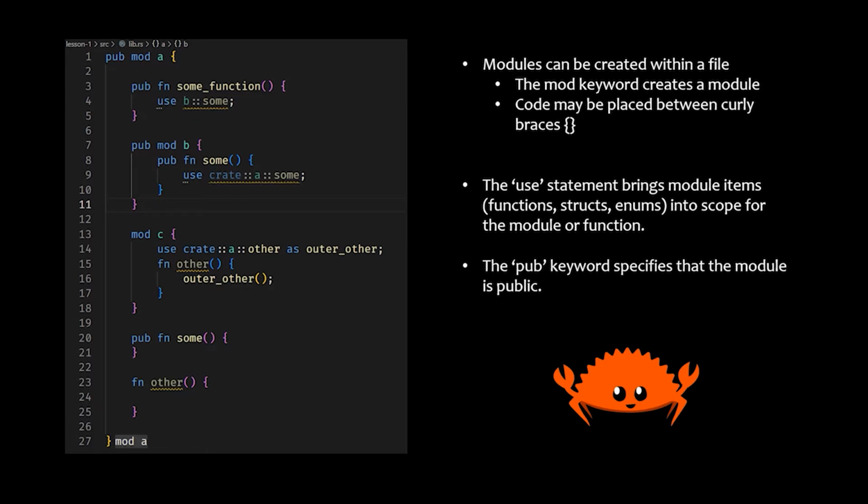And the pub keyword specifies that a module is public. By default, modules, functions, and everything else, structs, enums, all that, are private by default. You have to tell the compiler that it's going to be public using the pub keyword.